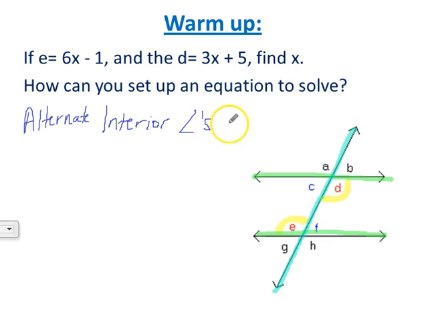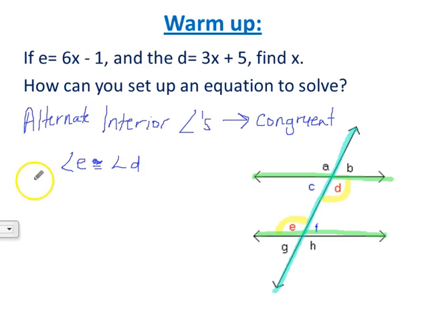And what do we know about alternate interior angles? We know that they are congruent. They're going to have the same angle measurement. So because they're alternate interior angles, we know they're congruent. So we would know then that angle E is going to be congruent or equal, we can go ahead and say, the measurement of angle D.